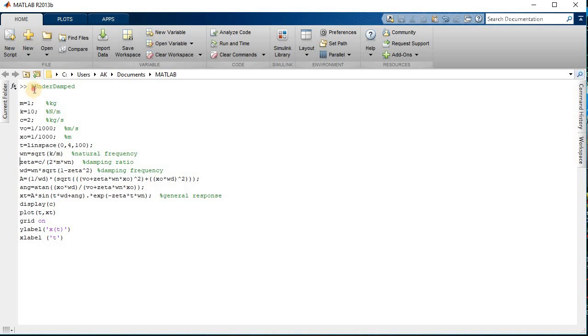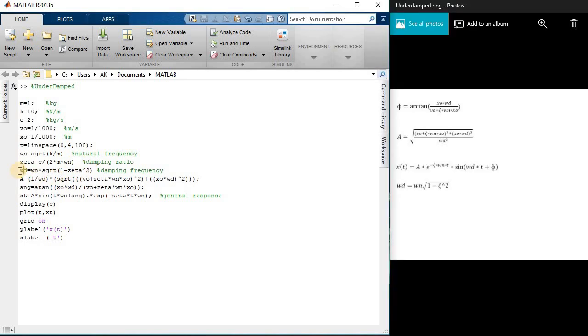For an underdamped system, zeta lies between 0 and 1. That means the value of zeta is greater than 0 but less than 1. Omega d defines the damping frequency of the system, which is equal to omega n times square root of 1 minus zeta power 2, which is written in this form. The variable a is called the amplitude constant of integration, which for an underdamped system is equal to this. The angle phi is another constant of integration, which is equal to this.